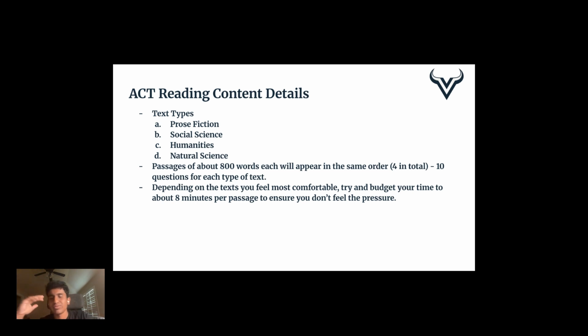So budget your time, and what I recommend is knocking out the text that you feel most comfortable with. Personally, I found social science and natural science the easiest, so I would do both of them first, then go on to humanities, and lastly prose fiction, because for me prose fiction took the longest to understand, including the purpose and the tone. Finishing the ones you're comfortable with quickly gives you a buffer to do the hardest ones with more time.